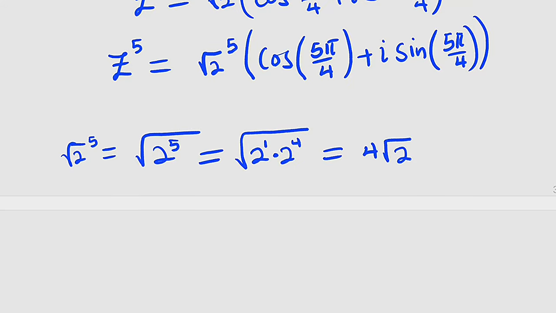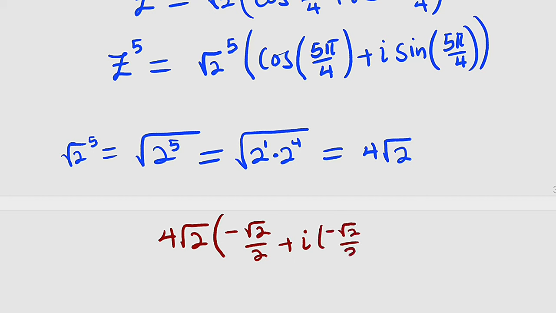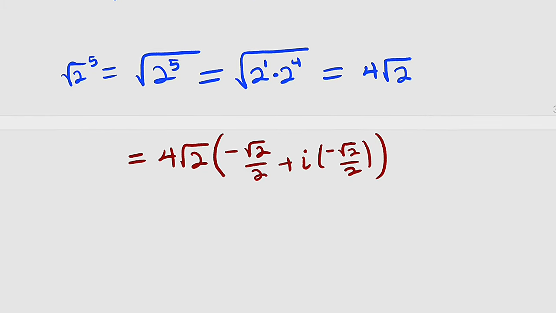2. Therefore we have 4 root 2 multiplied by cosine of 5 pi by 4, which is equal to negative root 2 divided by 2, negative root 2 divided by 2. Then plus i multiplied by sine of 5 pi by 4, which is the same thing, negative root 2 divided by 2. So what we're going to do next is to expand.